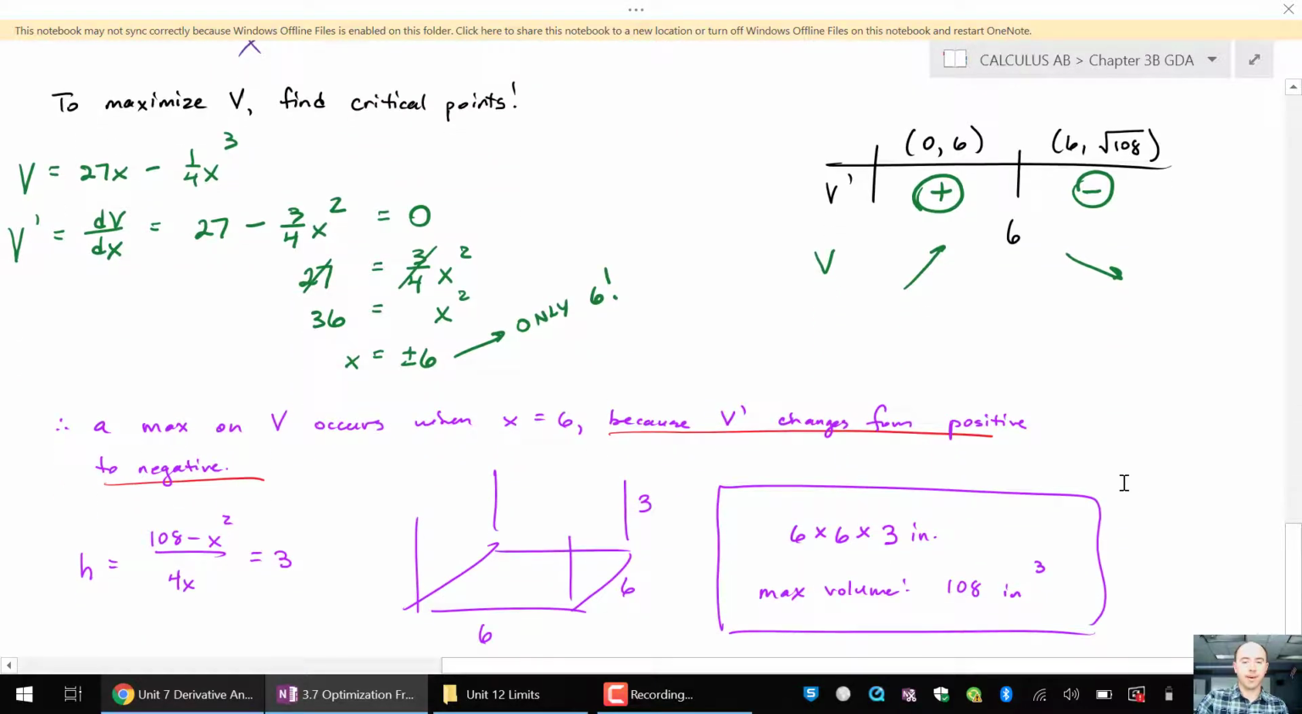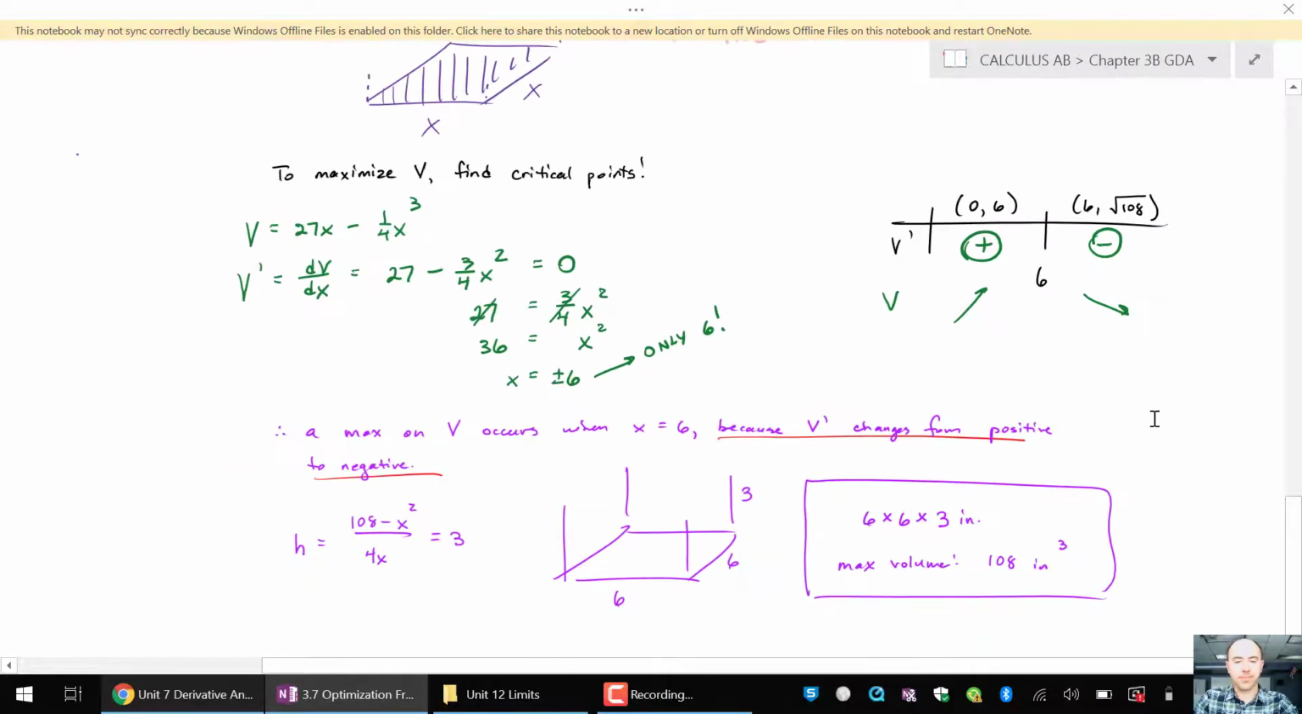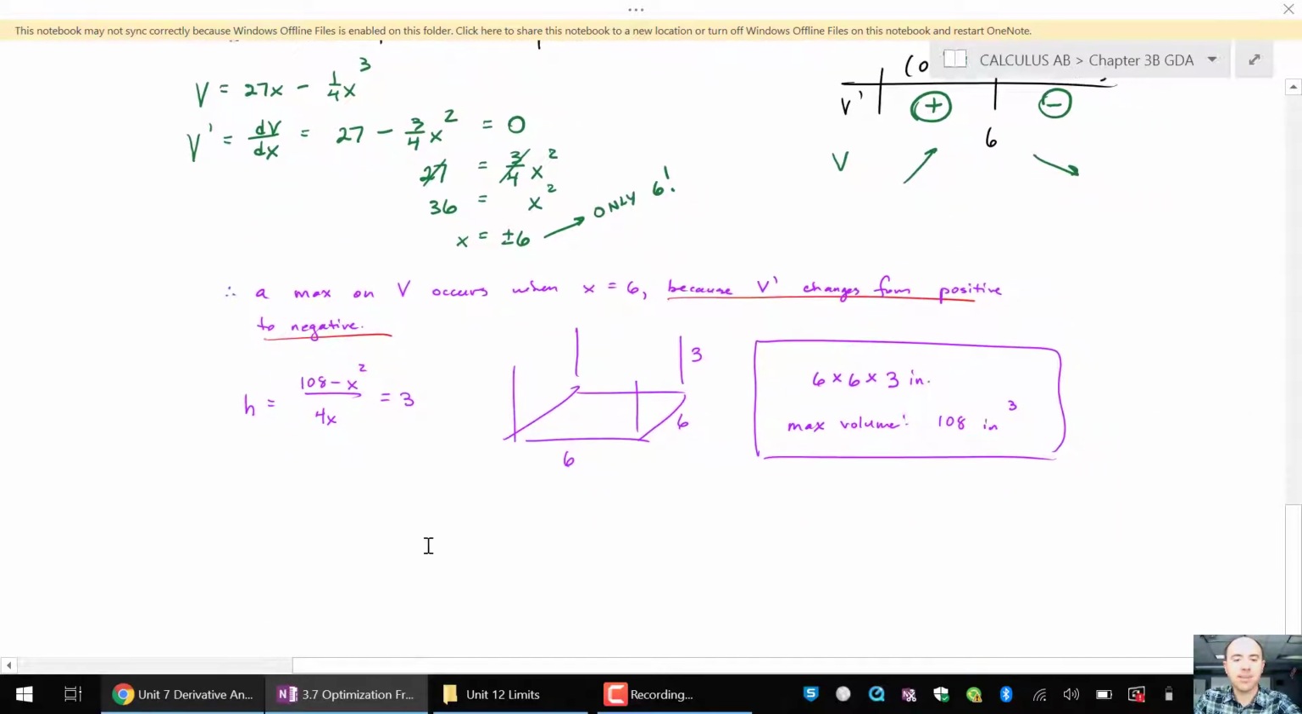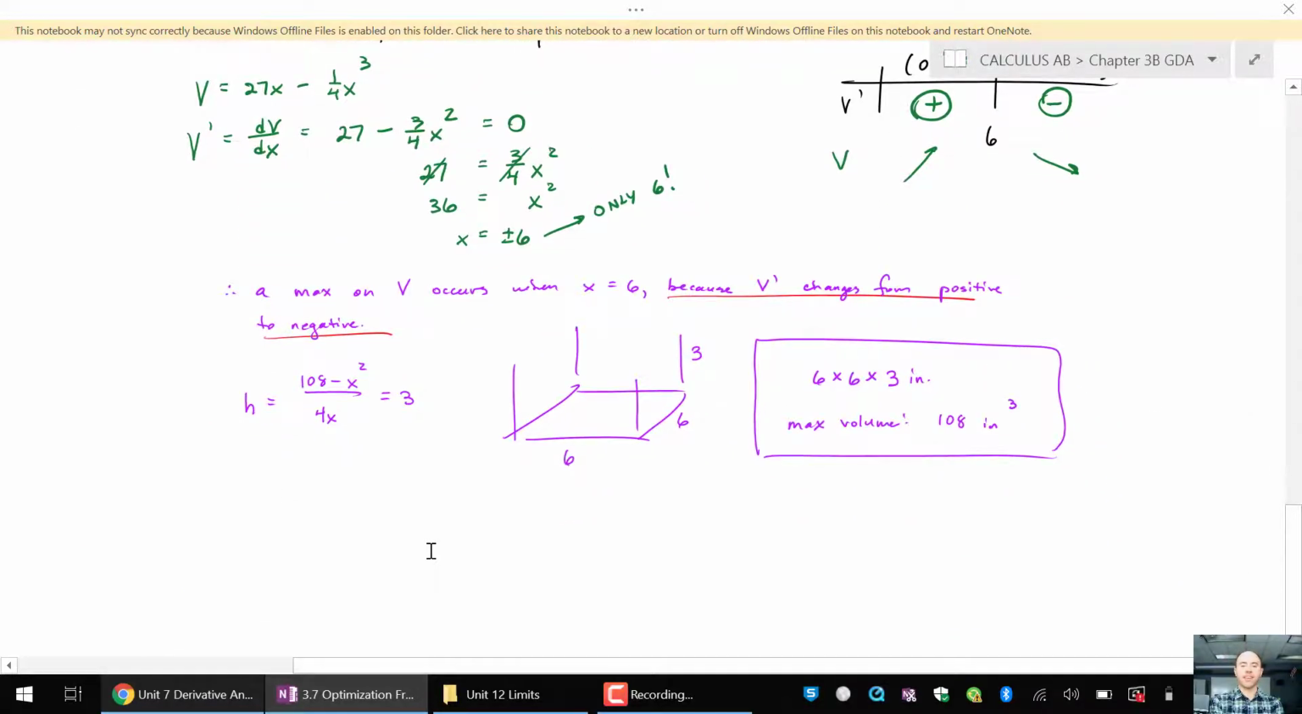So here's my conclusion. A maximum on V, on volume, occurs when x equals 6. My reasoning: because V prime changes from positive to negative. And by the way, the problem, I believe, asks for the dimensions. So if x equals 6, the base would be 6 by 6.